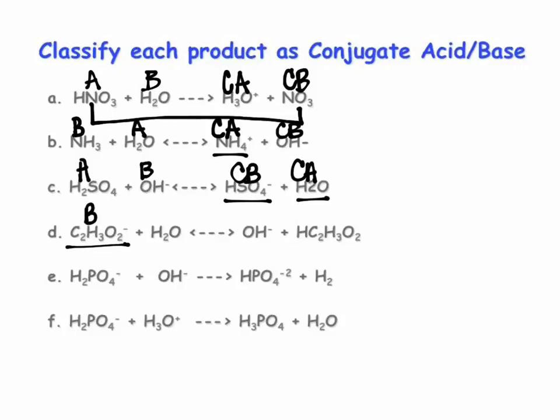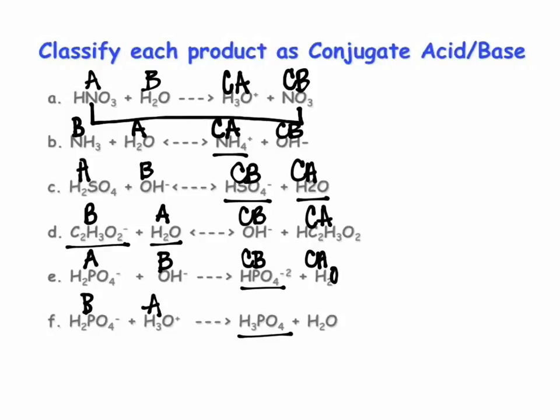We said a while ago this was our base and this was our acid. So OH minus is our conjugate base and this is our conjugate acid. Here we said that this one was our acid and this is our base. So this is our conjugate base and this is our conjugate acid. And here we said this was our base and this was our acid. So H3PO4 is our conjugate acid and this is our conjugate base.